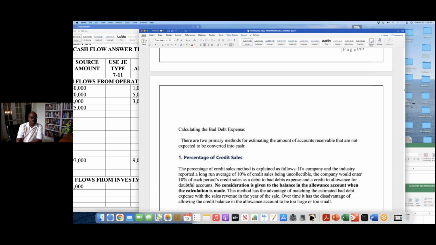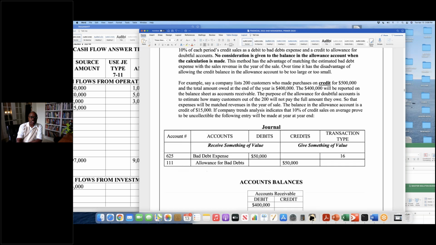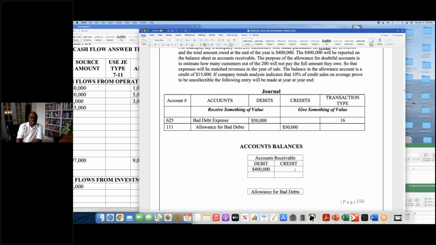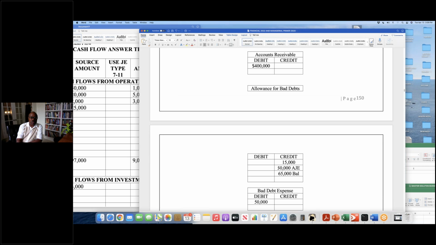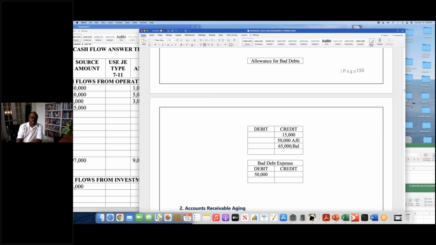So let's see if I have any. So here we do the percentage of sales again. The sales were 500,000, and the bad debt was 10%. So accounts receivable has a debit balance of 400,000, and there's 15,000 already in the account. So the allowance account has 65,000, and the bad debt expense for the current year is 50,000. So we already have that amount in the account.